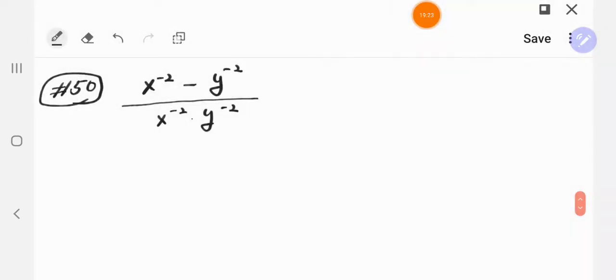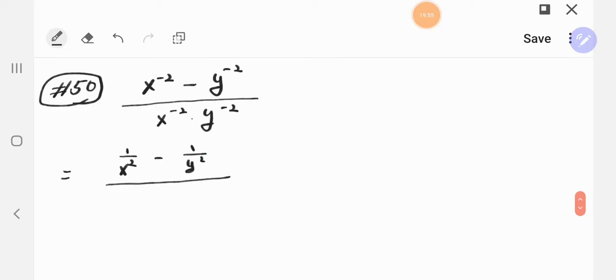Okay, similarly, let's try exercise number 50. Why don't you try this one first now? Are you done? Okay, let's try this together. All right, so first of all, we have to make the negative exponent to positive. So this will become 1 over x squared. And the second term will be 1 over y squared.